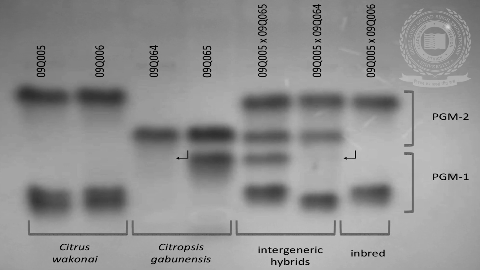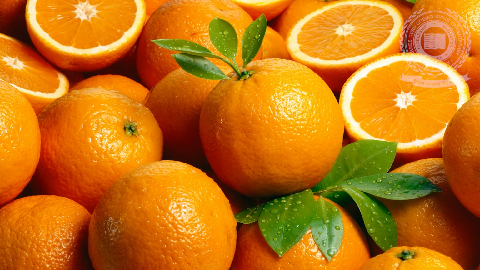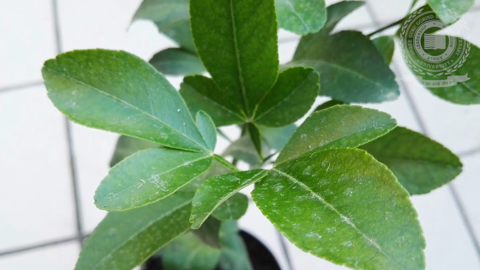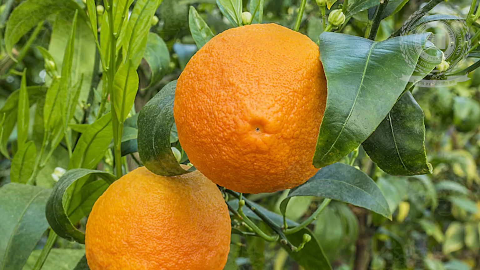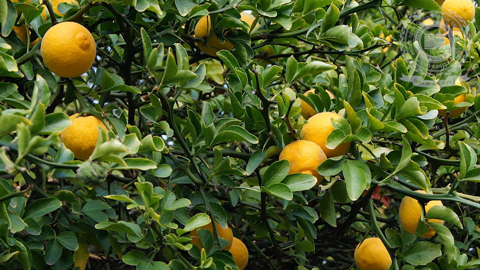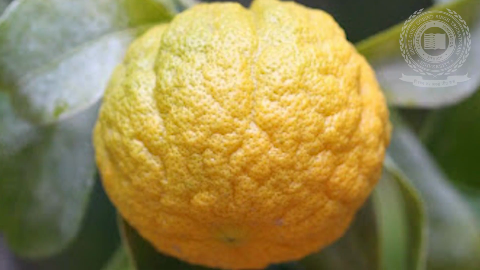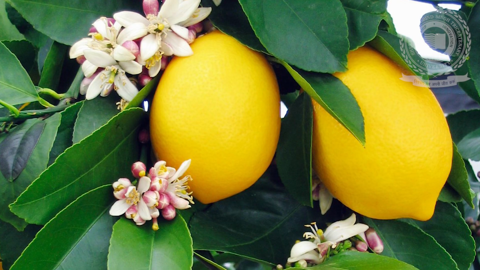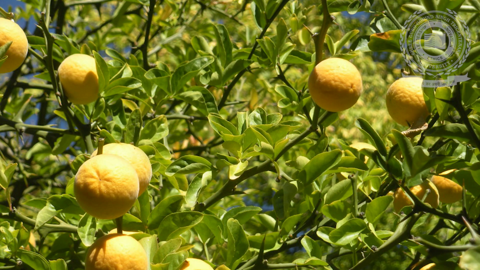Citrangequat is a trigeneric hybrid of three different genera: Poncirus, Citrus, and Fortunella. Citrangor: the hybrids were developed by backcrossing citrange with Citrus sinensis. Another backcross hybrid is between citrange and Poncirus trifoliata into Citrus paradisi. Citradia: a hybrid between Poncirus trifoliata and Citrus reticulata. Citremon: a hybrid between Poncirus trifoliata and Citrus limon. Citrumquat: this is the hybrid between Poncirus trifoliata and Fortunella japonica.